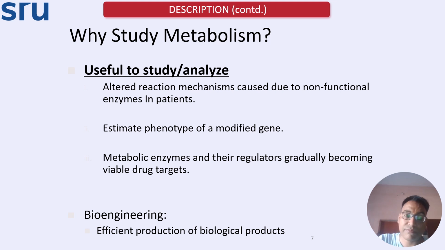Like, what is the estimated phenotype of a modified gene? So I can get more information and dig out further. The metabolic enzymes and their regulators are gradually becoming viable drug targets. So this is all going on for disease cells, for bacteria, viruses, and these kinds of things. I can devise a drug through which I can find the required cure. How to stop this reaction part? How to stop their problematic behavior?